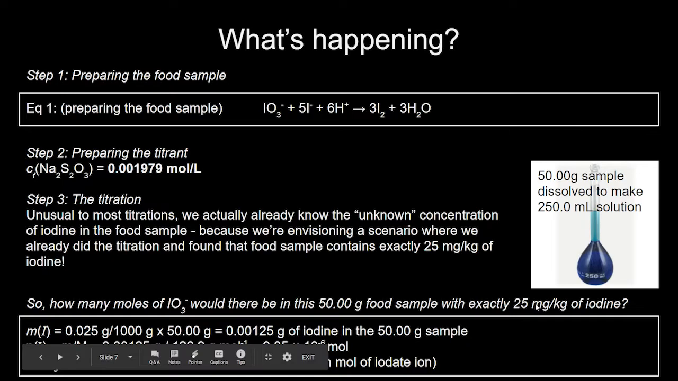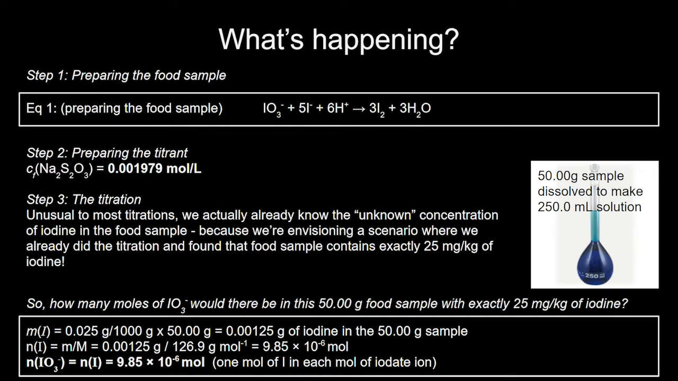So we know that there's apparently 25 milligrams per kilogram of iodine at the minimum in a food sample. So when there's that amount of iodine, we can convert that into a number of moles of iodine. You see I've divided it by the molar mass of iodine. And then because there is a 1-to-1 ratio between the moles of iodine and a mole of iodate, we get that the number of moles of iodate is 9.85 times 10 to the negative 6 moles. Okay, so we figured out the moles of iodate.